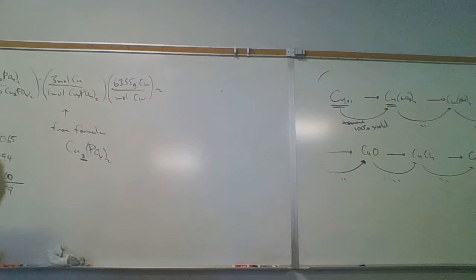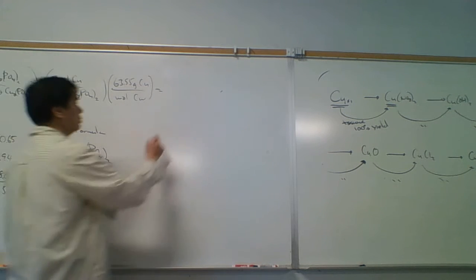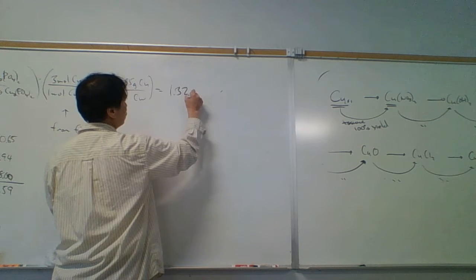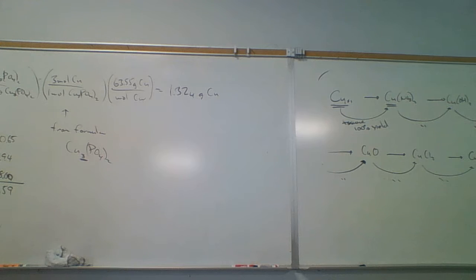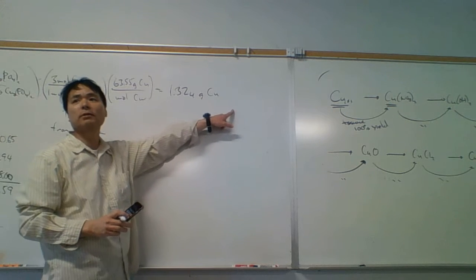All right, so let's go ahead and calculate it. It comes out to 2.637 divided by 379.59 times 3 times 63.55. And that gives me 1.324 grams of copper. So in 2.637 grams of copper 2-phosphate, we have 1.324 grams of copper.